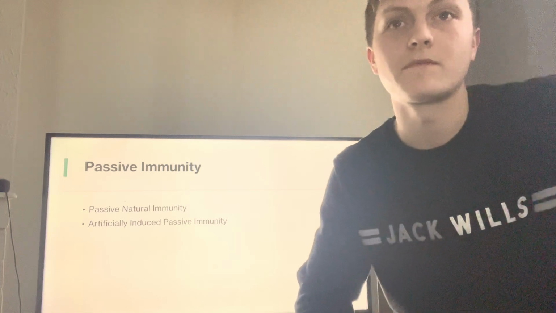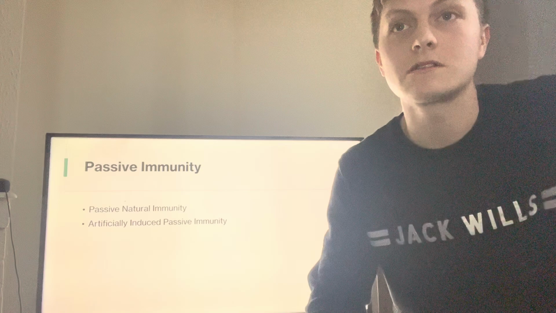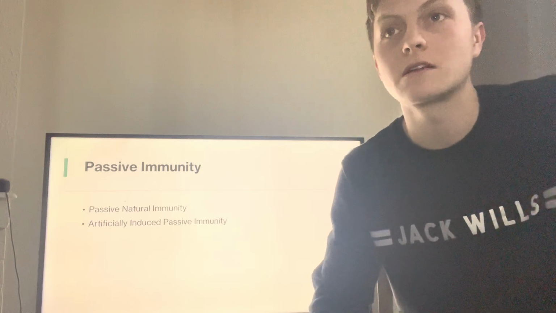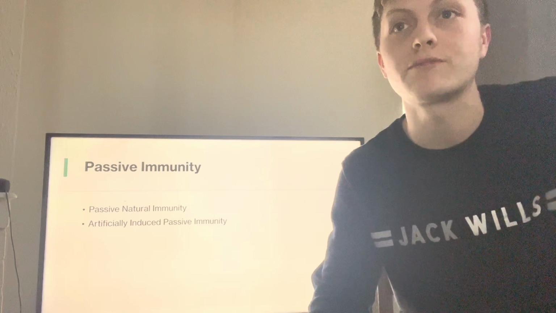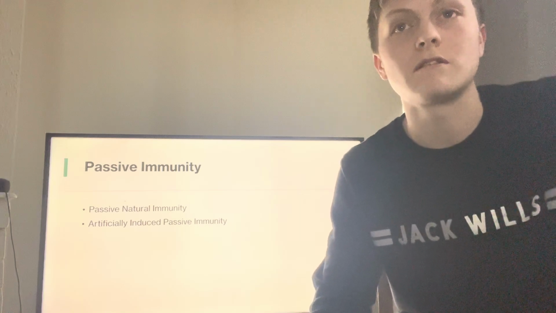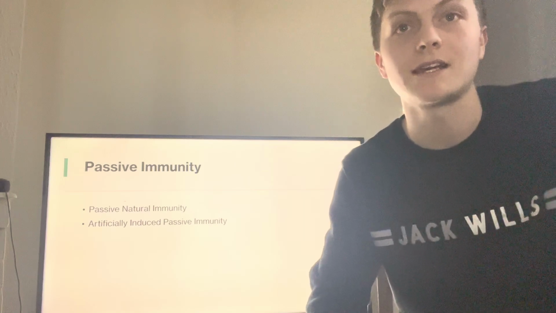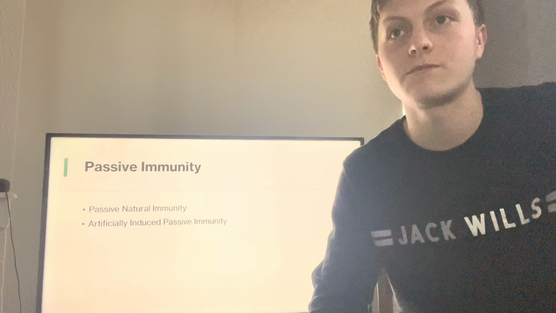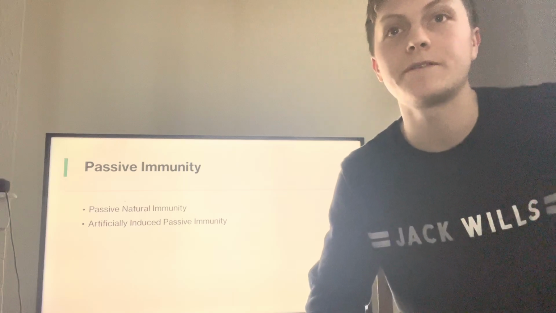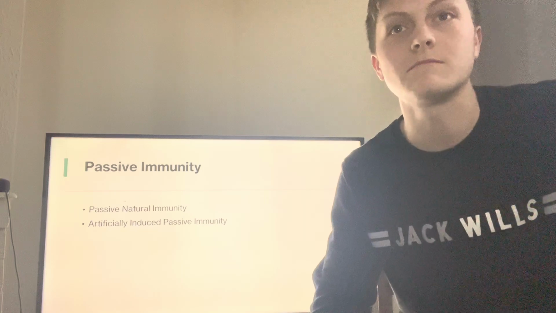Passive immunity. Passive natural immunity. This is when antibodies are passed from one person to another. This can occur via the placenta from maternal to fetal blood and breastfeeding. Eventually, the child's own immune system will take over. Artificially induced passive immunity. This is acquired via injection or transfusion of antibodies made by another. It only lasts a few weeks as the antibodies break down and are not replaced by the individual's immune system.